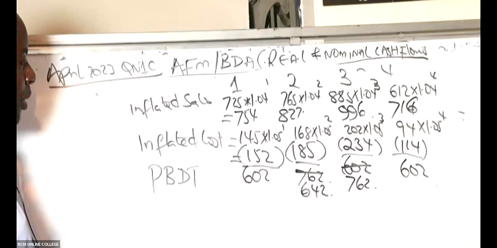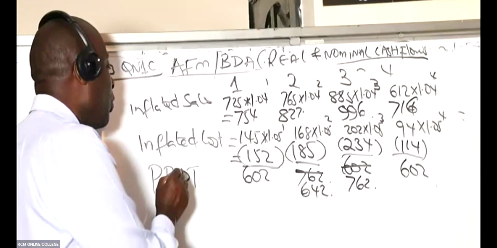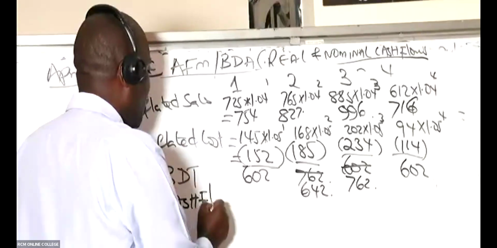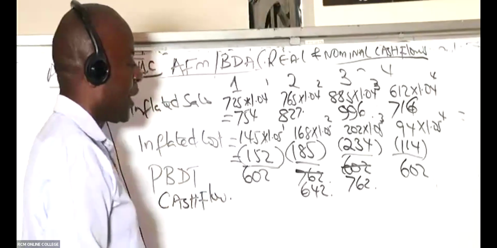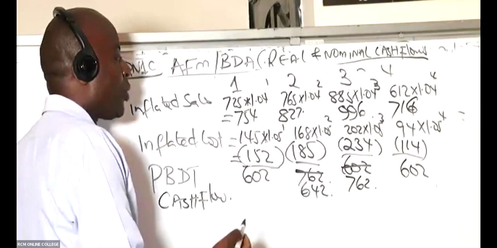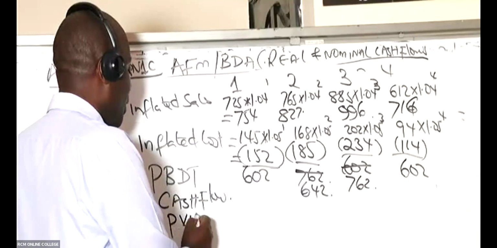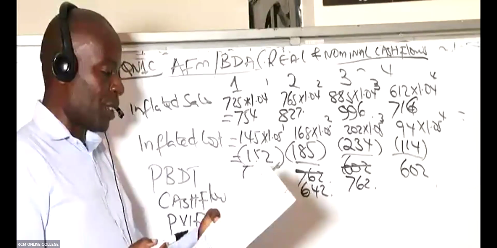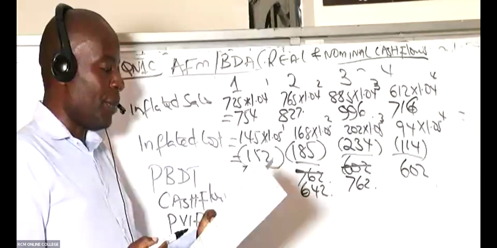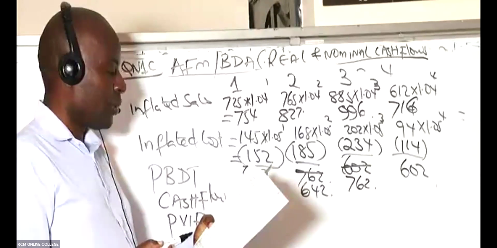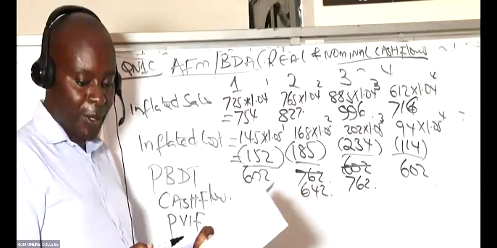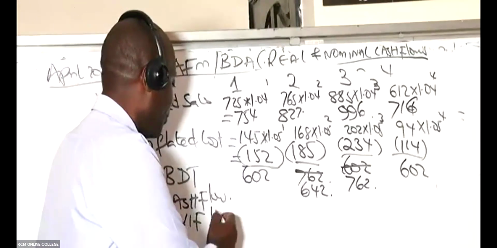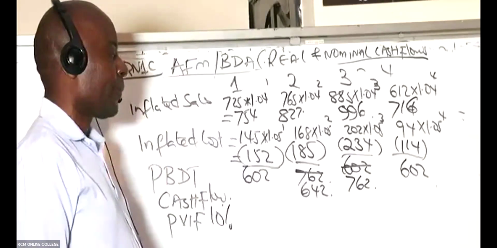No taxation. Whenever there is no tax, this figure will be taken to be the cash flow. So what I will need to do very fast is to come and discount. I'm discounting this at what percentage? Have they given us the cost of capital at 10%, isn't it? At 10% like that.